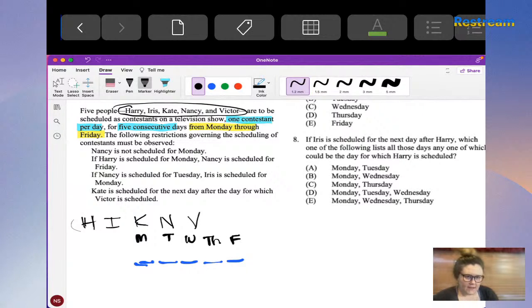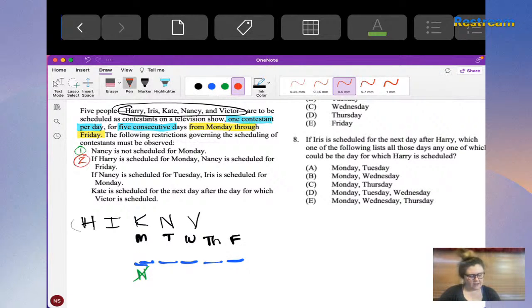All right. So our first rule here says Nancy is not scheduled for Monday. So how I would diagram that is I would just put an N under Monday and cross it off, right? Because Nancy's not on Monday. Pretty simple, right? But then second, we have if Harry is scheduled for Monday, Nancy is scheduled for Friday. So if we were going to diagram this, which I know people hate conditionals, but here what we're saying is if Harry is on Monday, that is sufficient, that is going to guarantee that Nancy is on Friday.